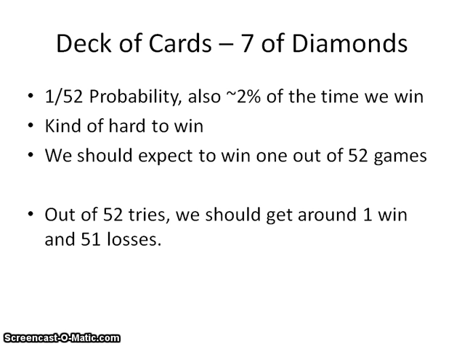Alright, the next thing we have is a deck of cards. We're going to choose the seven of diamonds as our winning outcome. So 1 out of 52 probability, it's about 2% of the time we'll win. It's a pretty difficult thing to do. Shuffle a deck of cards and then pick up the top card. Is it the seven of diamonds? Most likely it's not going to be. About every 52 games that we play, we should expect to win once. So, out of the 52, 1 win and 51 losses.